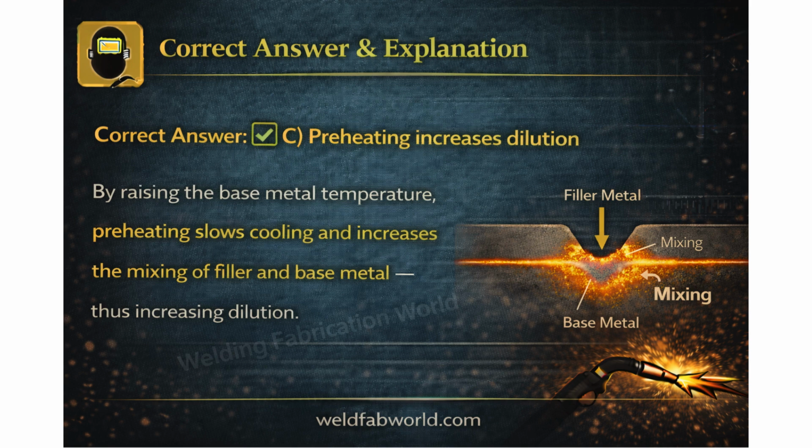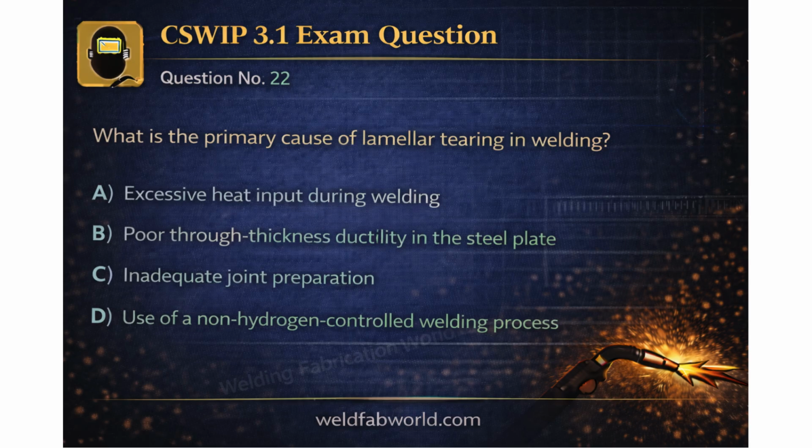Answer. C. Preheating increases dilution. Explanation: by raising the base metal temperature, preheating slows cooling and increases the mixing of filler and base metal, thus increasing dilution. Question 22. What is the primary cause of lamellar tearing in welding?